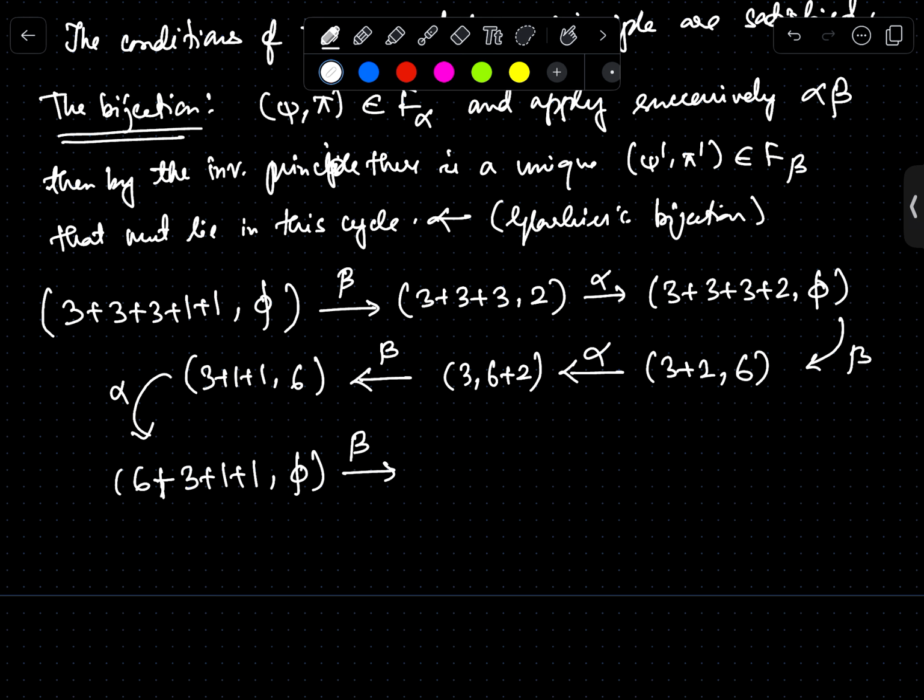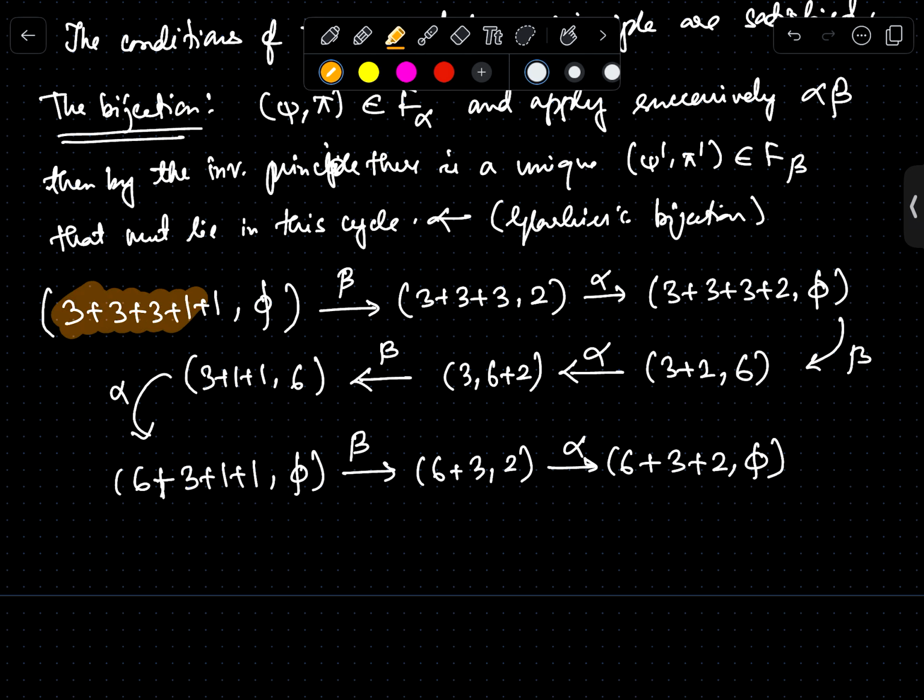Apply beta once again, and this 1 plus 1 shifts to the other side. So you get 6 plus 3 comma 2. And finally you apply alpha, then the 2 shifts to the other side: 6 plus 3 plus 2 comma 5. And we stop. So we have reached a partition where the first component is a partition into distinct parts. So we see clearly, right? We started out with a partition into odd parts, and we reached a partition into distinct parts. And if you know how Glaisher's bijection works, this is exactly what you would have got using Glaisher's bijection.